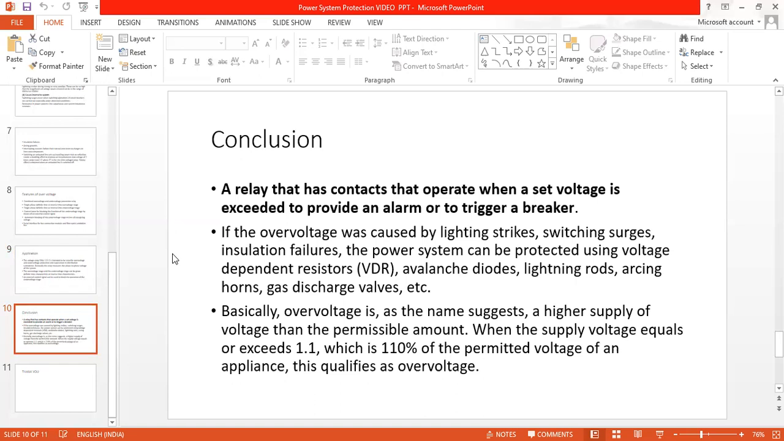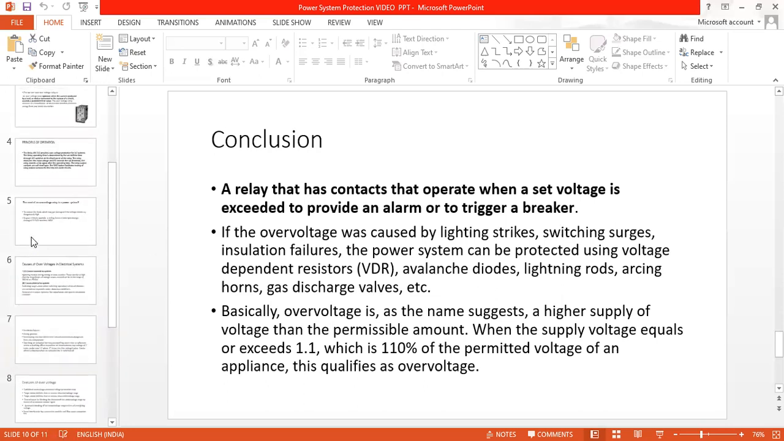Basically, these overvoltage devices, which are used widely in our contemporary world, are named so because they suggest a higher supply of voltage than the permissible amount. When the supply voltage equals or exceeds 1.1, which is 110% of the permitted voltage of an appliance, it qualifies as an overvoltage. That's what overvoltage stands for.